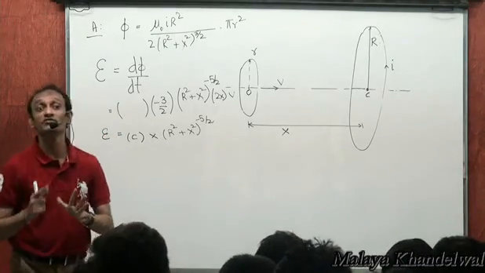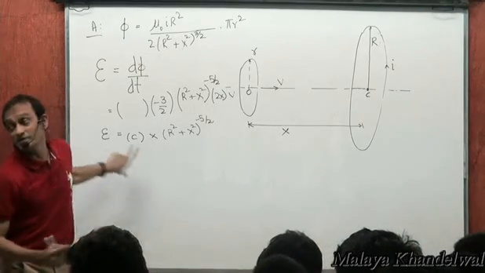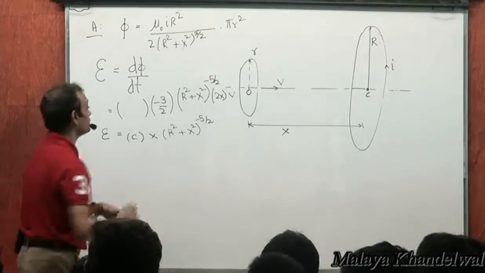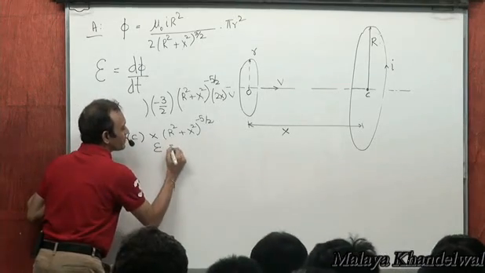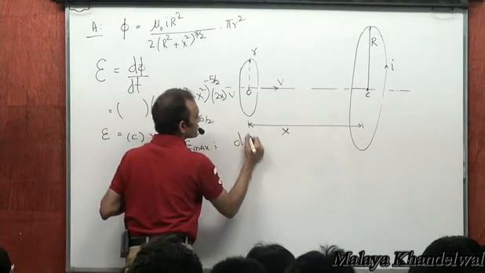Now we want to find out the value of x for which epsilon is the maximum. d epsilon dx must be 0 for epsilon to be maximum. So for epsilon to be epsilon max, d epsilon dx is 0.